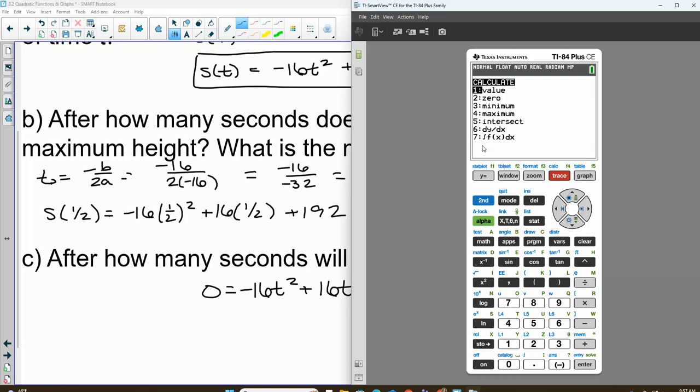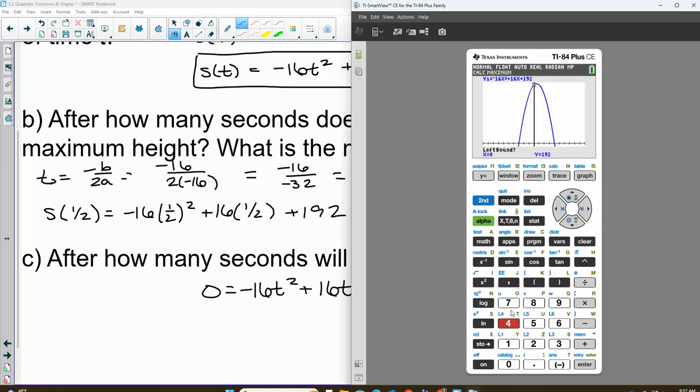If I'm finding that vertex, what would that be? Maximum. A maximum, number 4. Now, you just have to tell your calculator where to start and stop looking, because this graph goes on forever. We're only looking at part of it. So it'll prompt you with questions. It's going to say left bound. All you have to do is make sure your cursor is to the left of the point you want. It doesn't matter how far to the left, it just has to be to the left, and hit enter.